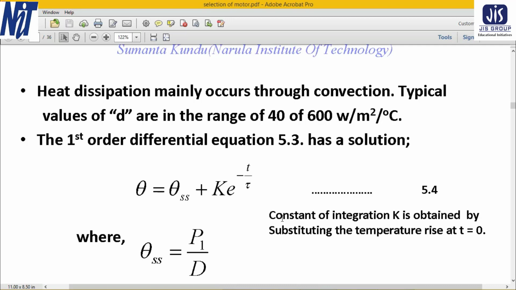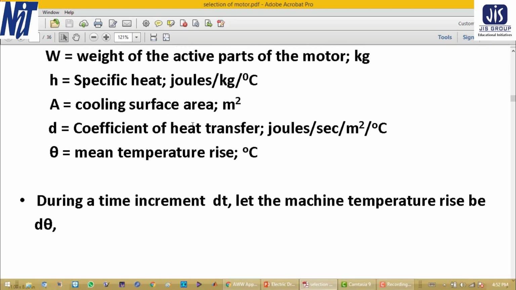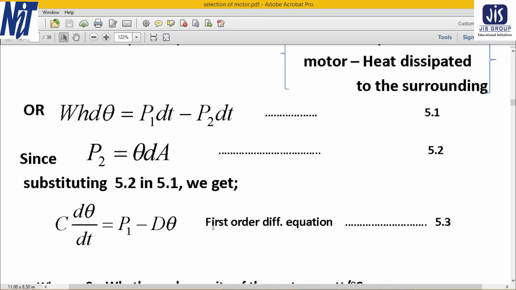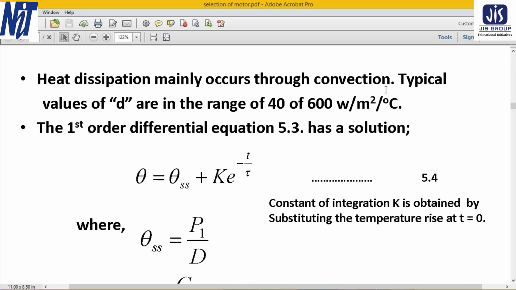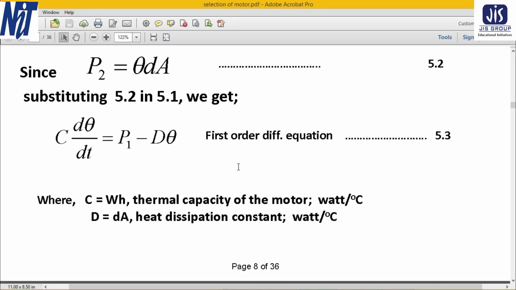And what is my D? D is my coefficient of heat transfer, and its typical value is from 60 to 600, or rather we can say in the range of 40 to 600 watt per meter square per degree centigrade. Look at the unit, watt per meter square per degree centigrade. And this equation C dθ/dt = P1 - Dθ is my first order differential equation.